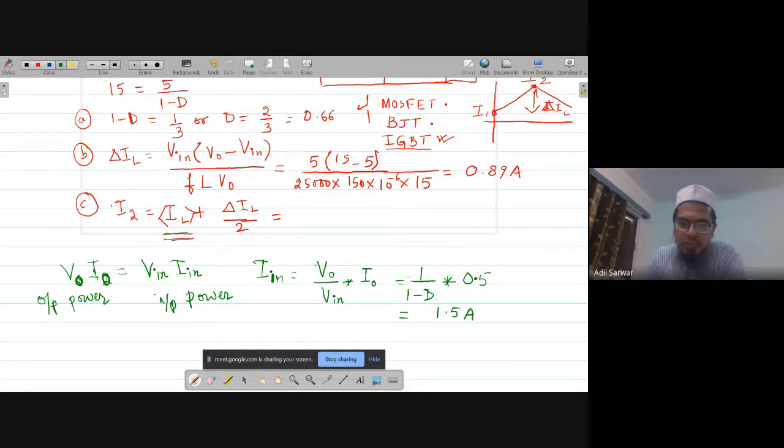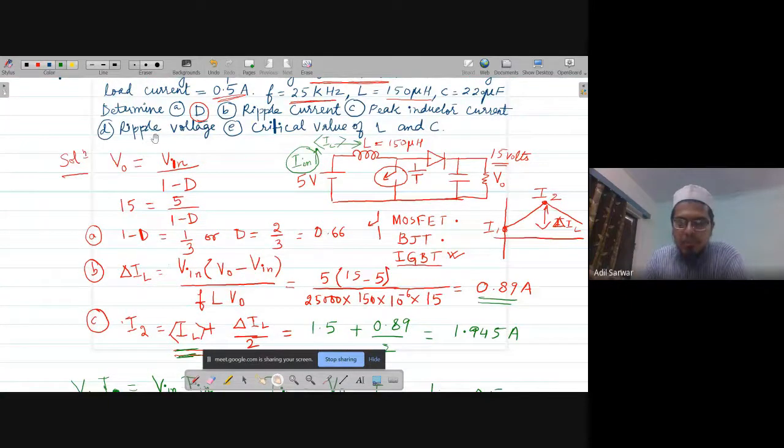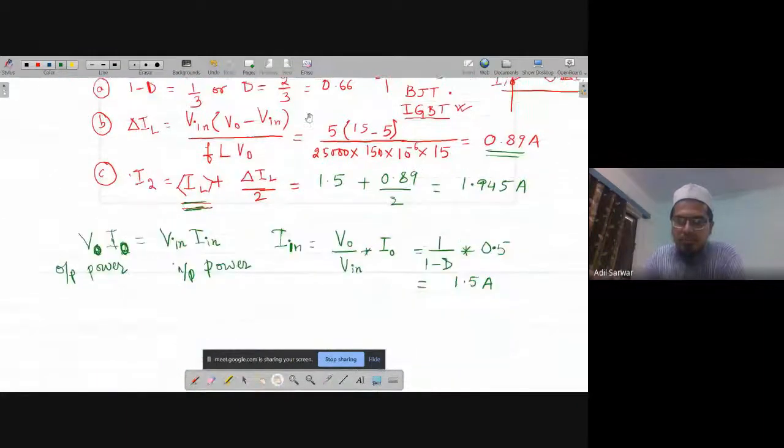So this value needs to be put here for IL average. So 1.5 plus delta IL, which we have calculated, 0.89, divided by 2. If you calculate it, you will find that this comes out to be 1.945 amperes. So we are done with the third part also. Let's see the fourth part. The fourth part is the ripple voltage, and finally the fifth part is the critical value of the inductor and the capacitor. So let us try to find them.